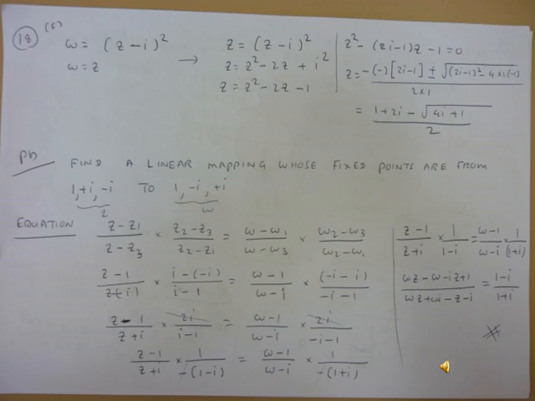Then (z minus 1) divided by (z plus i) multiplied with 1 divided by (minus 1 minus i) equals (omega minus 1) divided by (omega minus i) multiplied with 1 divided by (minus 1 plus i). So (z minus 1) divided by (z plus i) multiplied with 1 divided by (1 minus i) equals (omega minus 1) divided by (omega minus i) multiplied with 1 divided by (1 plus i). Then finally (omega z minus omega minus iz plus i) divided by (omega z plus omega i minus iz minus i) equals (1 minus i) divided by (1 plus i). This is the required answer.